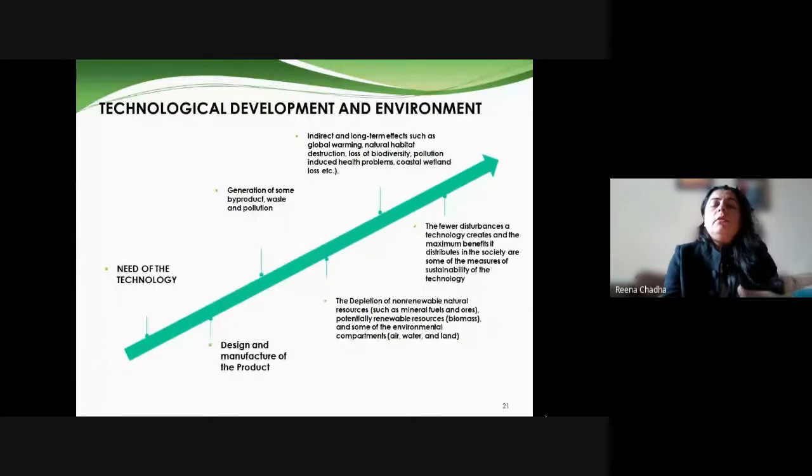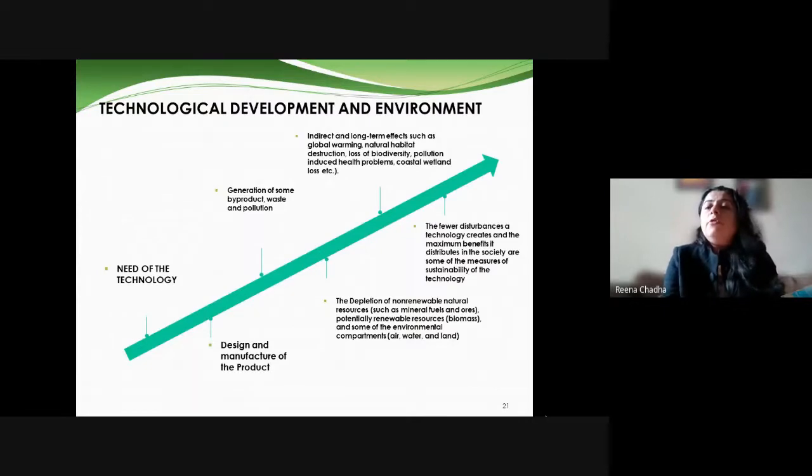So this is how the evolution started for technological development and incorporation of environment along with the technology. Earlier there was just a need for the technology, then design and manufacture started. Then we realized that it is generating some byproduct, waste and pollution. And then this again caused depletion of non-renewable natural resources, and indirect and long-term effects started, like global warming.